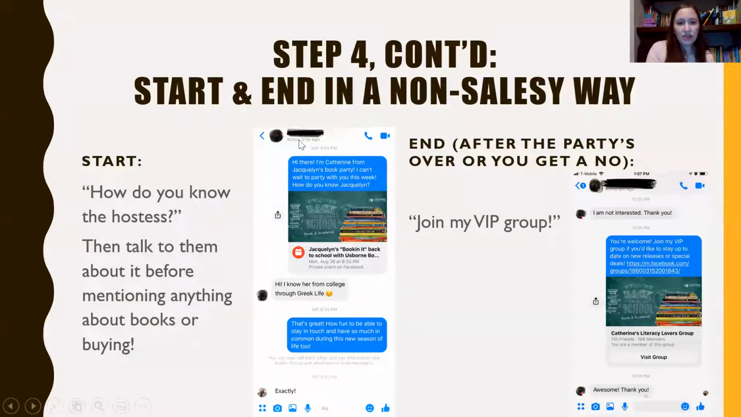So we always start in a non-salesy way, because people are inherently distrustful of salespeople. So we want to establish a relationship. We're showing them that we're more than just salespeople, that we genuinely care about them. And so we start with how do you know the hostess? This is an example from a party I did last week. So you want to make sure that you interact with them about this before you move to buying.